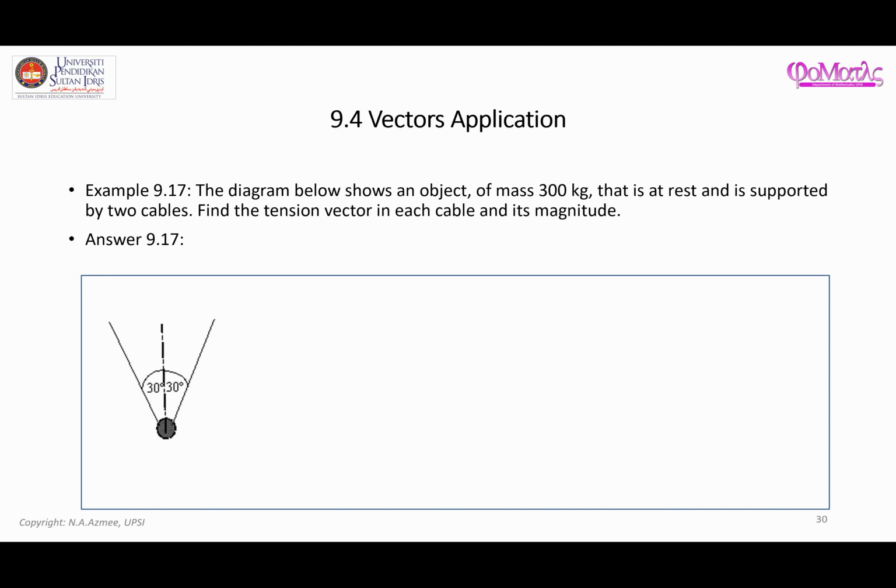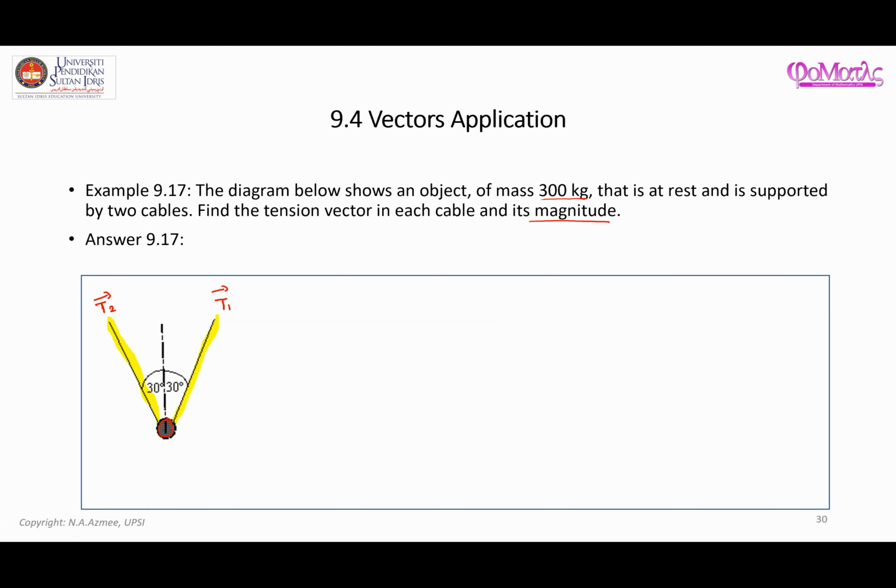In this diagram here, it shows an object. It has a mass of 300 kilogram, and the object is at rest and is supported by two cables. So we have this first cable and the second cable. Find the tension vector in each cable. So the question is asking to find the tension vector. This could be the first tension vector, and this could be the second tension vector. So we need to find these tension vectors and the magnitude of these vectors.